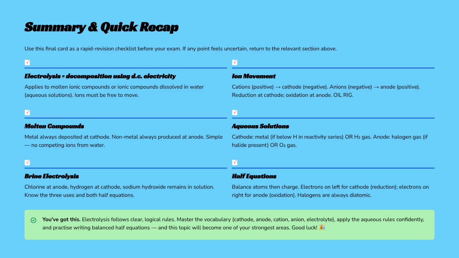Crucial exam tips include correctly identifying the cathode and anode, and remembering the rules for aqueous solutions. Always check that your half equations balance both atoms and total charge on both sides. Also, remember that halogens are diatomic.